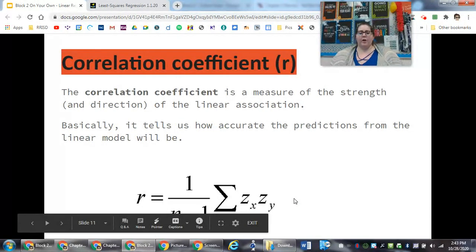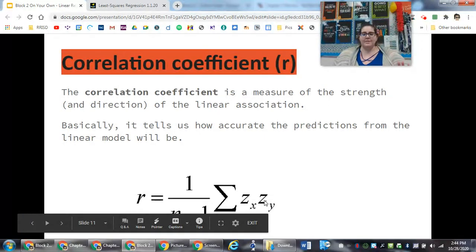This is actually our equation for R, the correlation coefficient. It's not super pretty. It's not something I would want to do by hand. Basically what we do is we find the z-score for each x coordinate. So for each x, I take that x value minus the mean of the x values, divided by the standard deviation of the x values. Then I do the same thing for all the y coordinates: each y minus the mean of the y's, divided by the standard deviation of the y's.